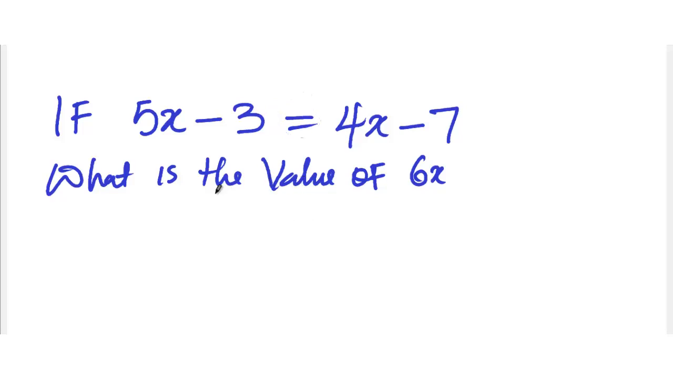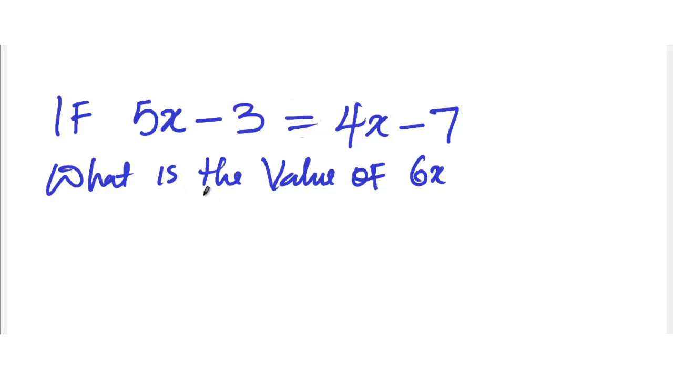All right, so if we are looking for the value of 6x, it implies that we must first get the value of x. That's the solution to this particular equation. And that is the value of x that will make the left-hand side equal to the right-hand side. So this is a very simple problem.